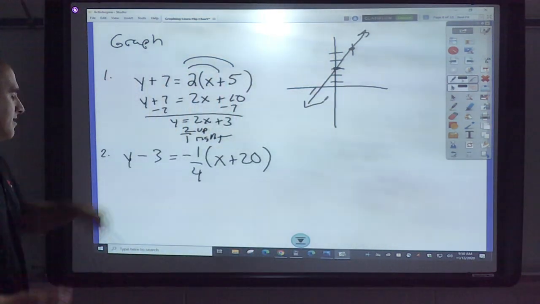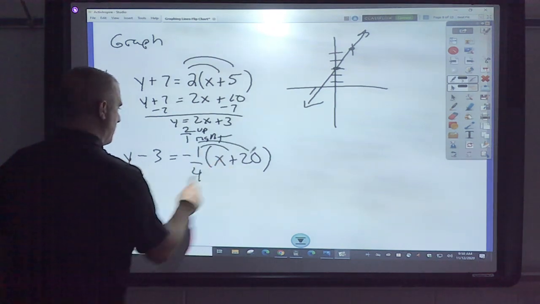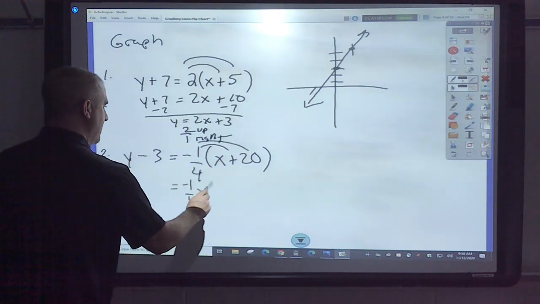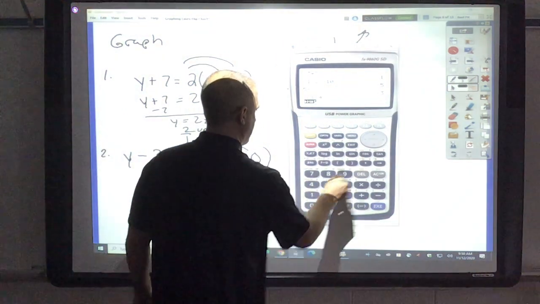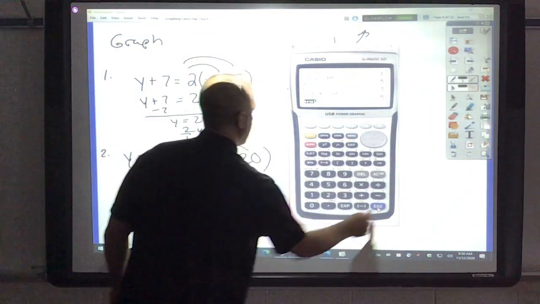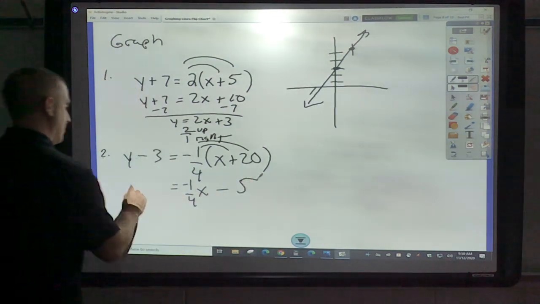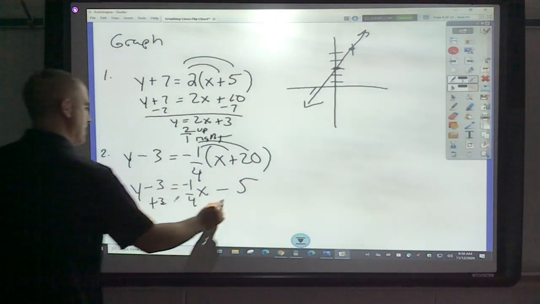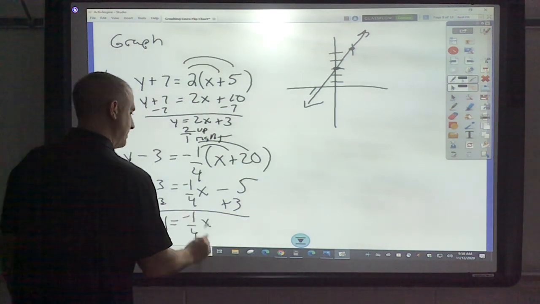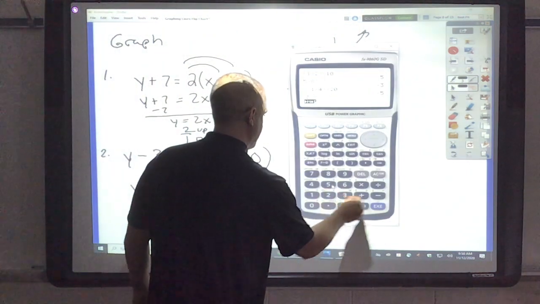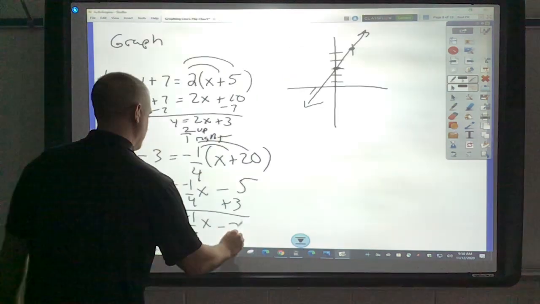Okay? This one, I would take this negative 1/4 and multiply. That's negative 1/4 x. Negative 1/4. So negative 1 divided by 4 times 20 is -5. And then I would add 3 over to this side. So y equals negative 1/4 x. I got -5 plus 3, which is -2, okay?